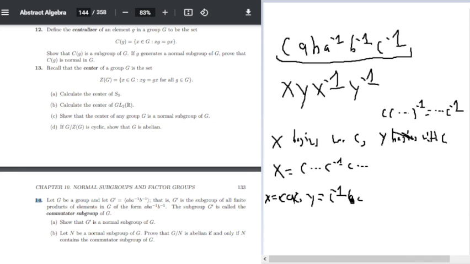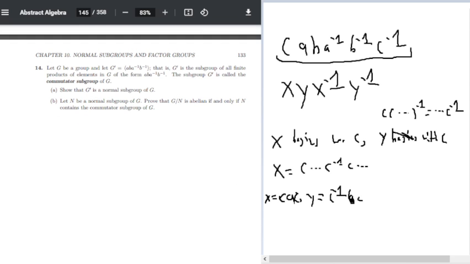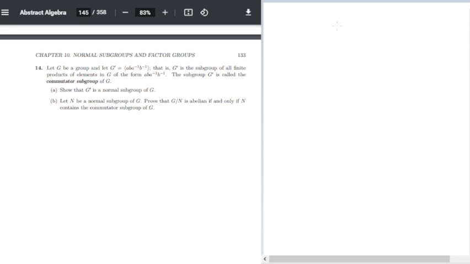Okay, let's see. Find a product of element C in the form ABA^-1B^-1, where A and B are in G. G prime is the commutator subgroup of G. Show that G prime is a normal subgroup of G. So we need to show that if we have an element C, we have ABA to negative 1, B to negative 1, C to negative 1. This can be written as a product of elements in the commutators.